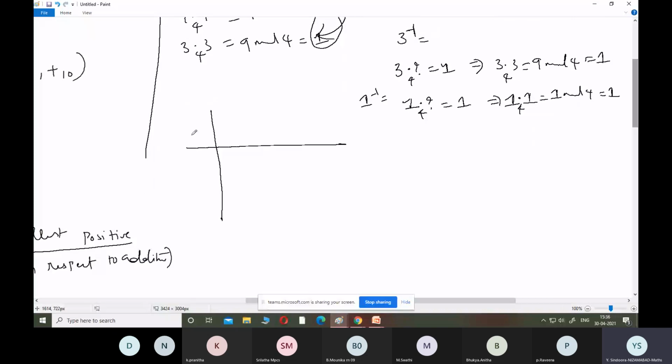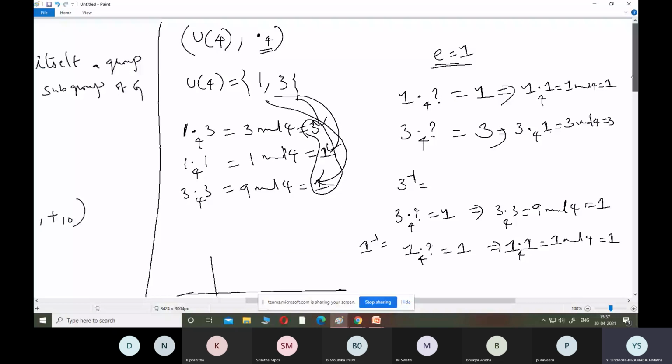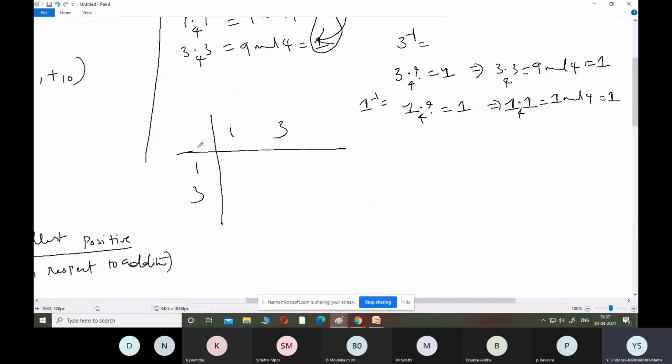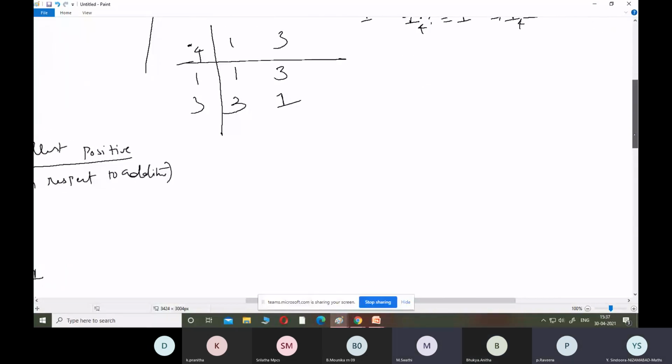I'll be writing elements of U of 4. What are elements of U of 4? We have 1 and 3. And here also we have 1 and 3. The operation I'll write here is multiplication modulo 4. Now tell me, 1 into 1 modulo 4 is? 1. What is 1 into 3 modulo 4? 3. What is 3 into 1 modulo 4? 3. What is 3 into 3 modulo 4? 1. Very good. So this is how you will be filling the Cayley table. All of you, are you clear? Yes, ma'am.